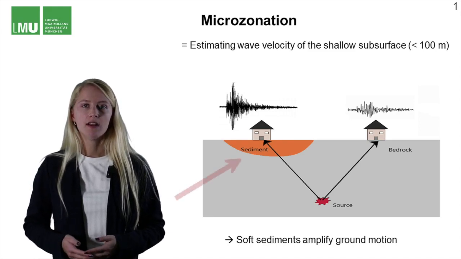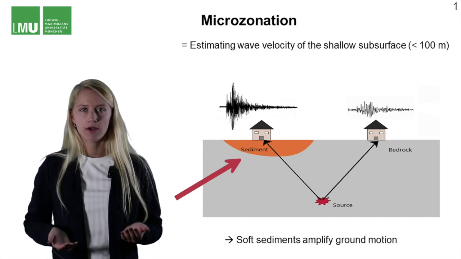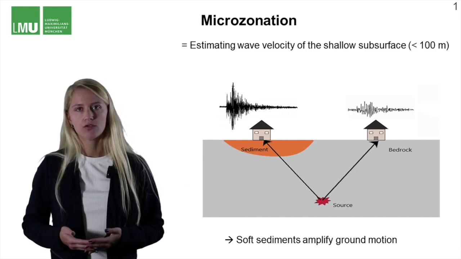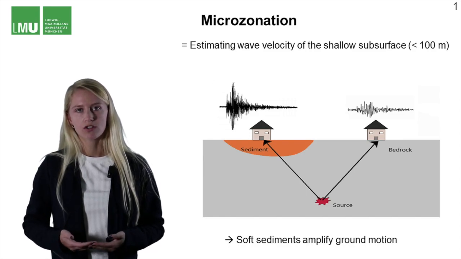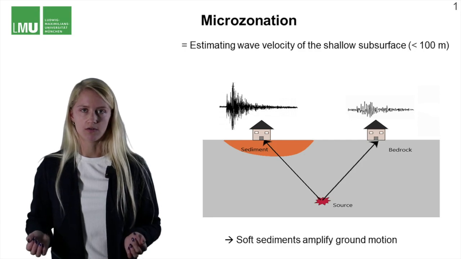For example, soft sediments, which are low velocity features, can amplify the waves and therefore cause more damage to buildings compared to constructions on firm bedrock. And that's why we have to get more information about the subsurface.